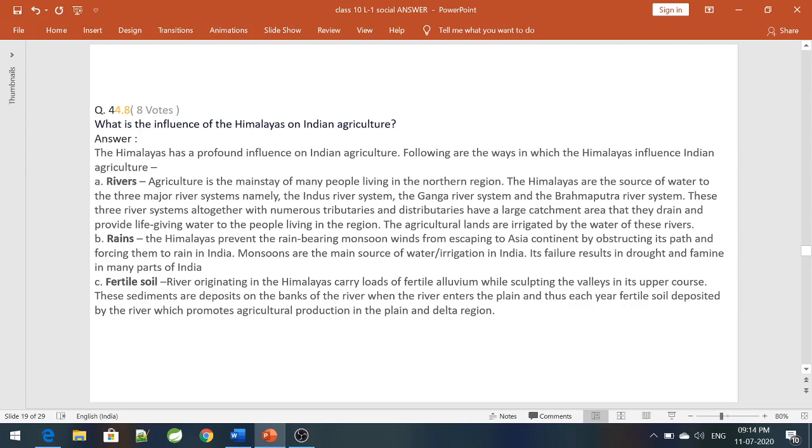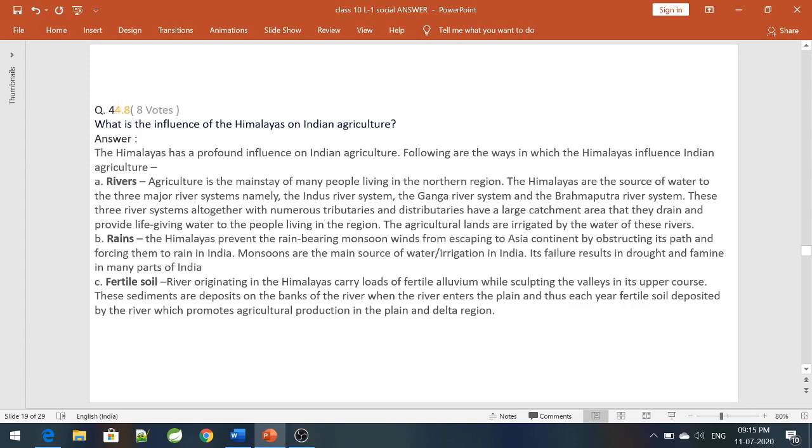The Himalayas are the source of water to the three major river systems, namely the Indus river system, the Ganga river system and the Brahmaputra system. These three river systems, together with numerous tributaries and distributaries, have a large catchment area that they drain and provide life-giving water to people living in the region. The agricultural lands are irrigated by the water of these rivers.